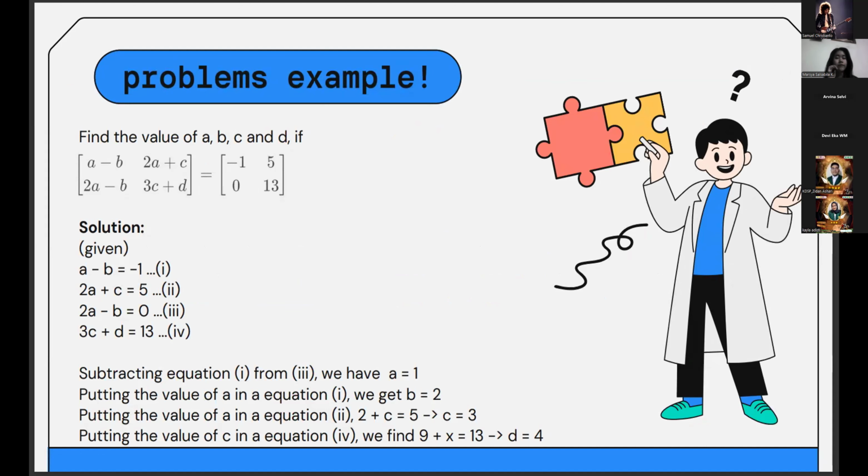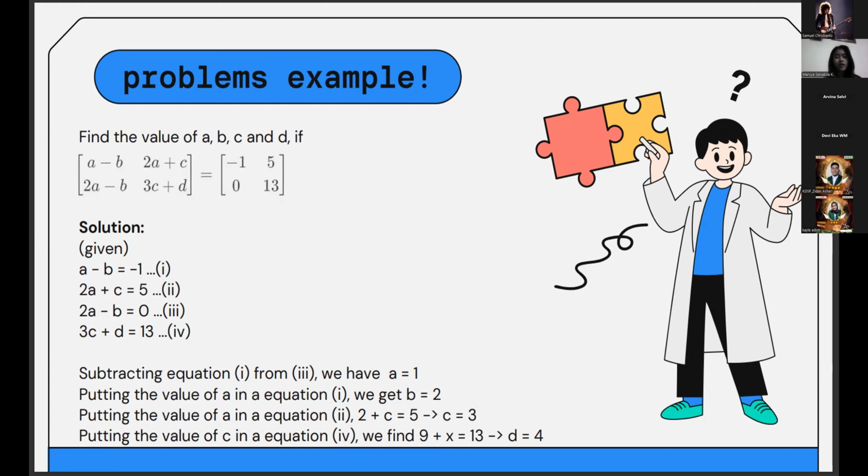Here we have a problem example. Find the value of a, b, c, and d, if the matrix with entries a minus b, 2a plus c, 2a minus b, and 3c plus d equals the matrix with entries -1, 5, 0, 13.